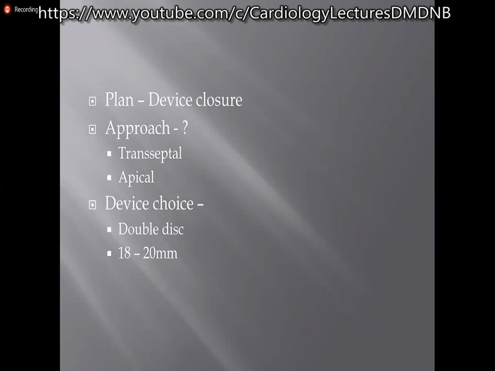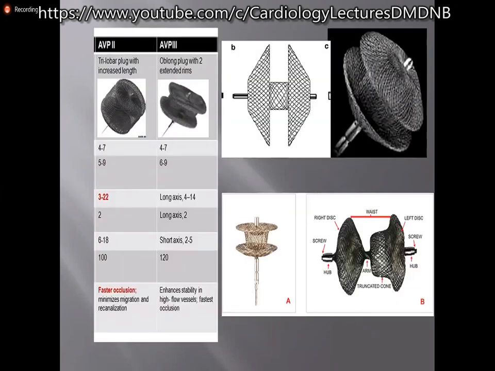The approach was, we were wondering whether it should be transseptal or apical, and device choice, say this Amplatzer vascular plug, 18 to 20 millimeters. We have two types of Amplatzer vascular plug, 2 and 3.